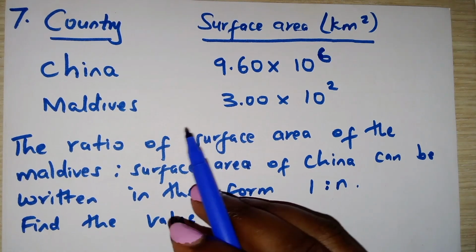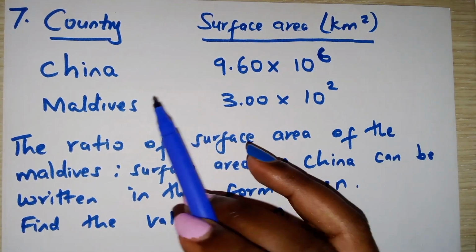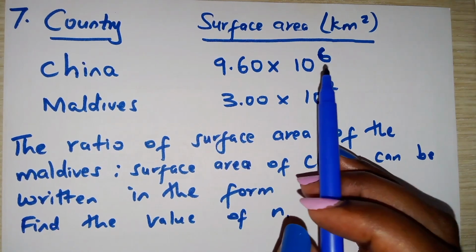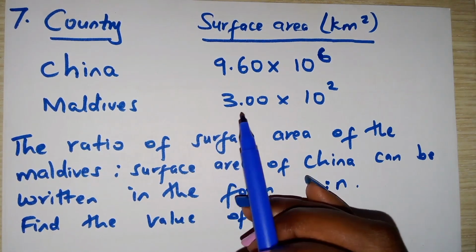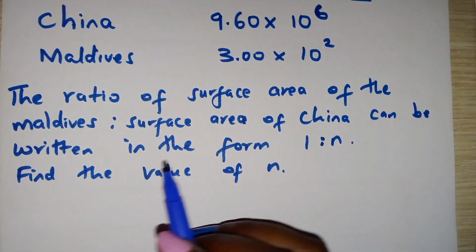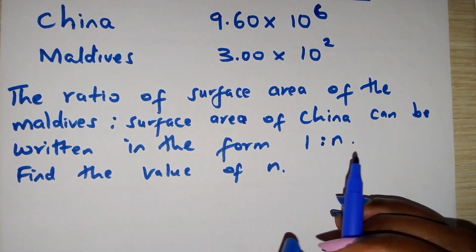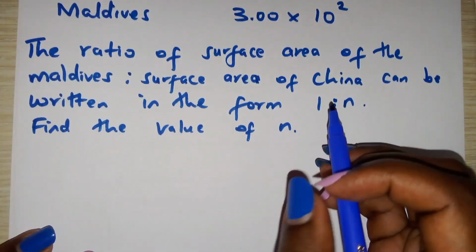Number 7, we have some information: country and its surface area in kilometer squared. China is 9.60 times 10 power 6. Maldives is 3.00 times 10 power 2. The ratio of surface area of the Maldives to surface area of China can be written in the form 1:n. Find the value of n.